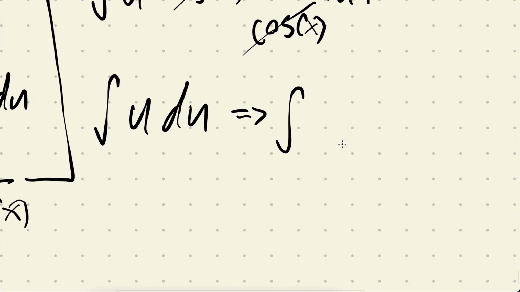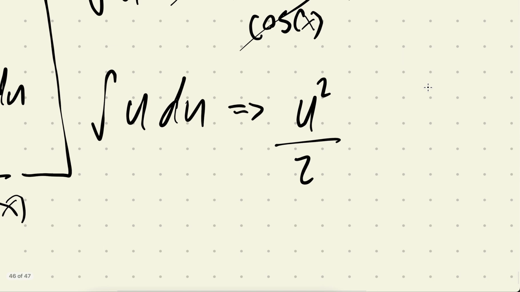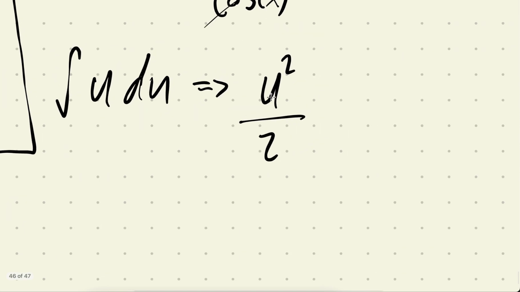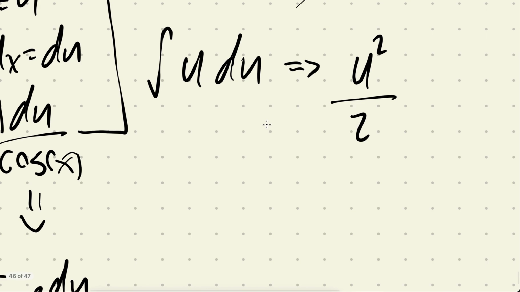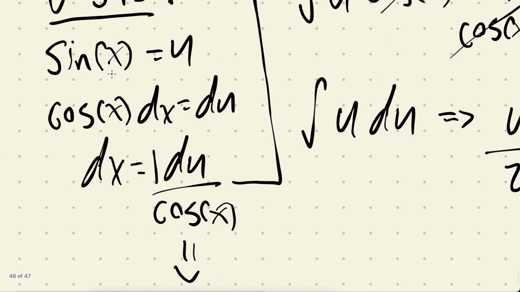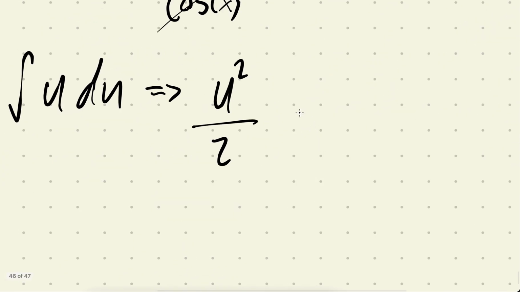Obviously, the integral of u du is simply u squared over 2. And we're going to have to plug in our u. What was our u? Our u over here was sine x. So let's plug that in.